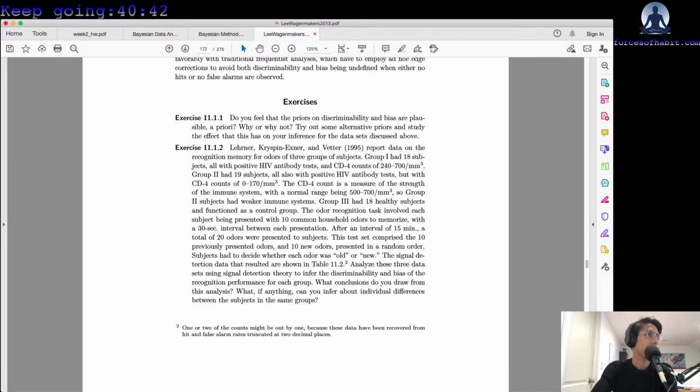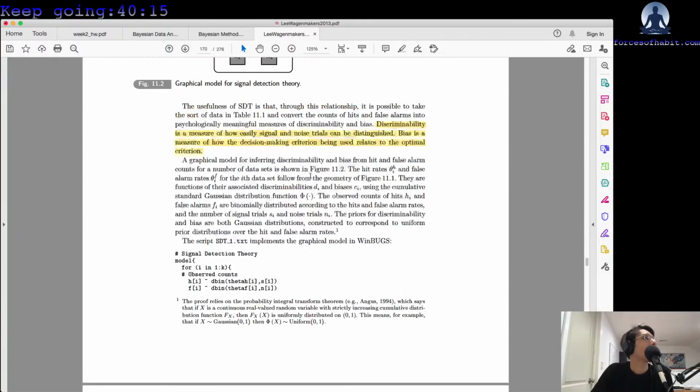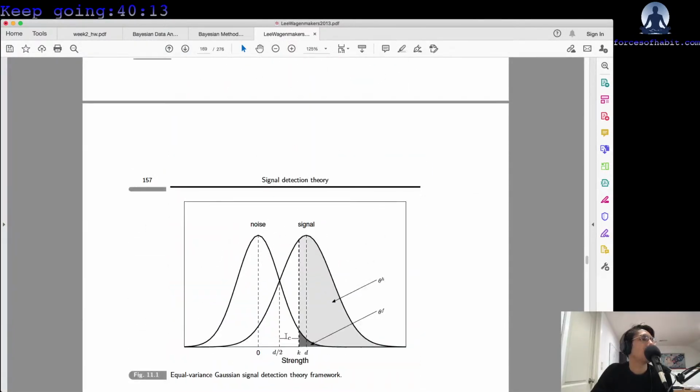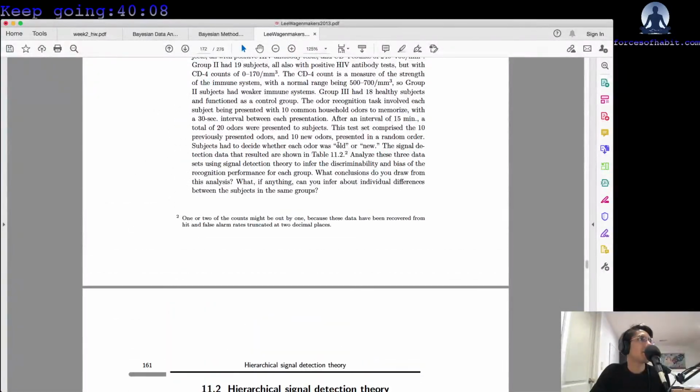So measure strength of the immune system with a normal range being here. So when we're talking about strength, when they say the word strength here, it is reflective of this sort of unidimensional signal noise. That's where my mind goes for that.